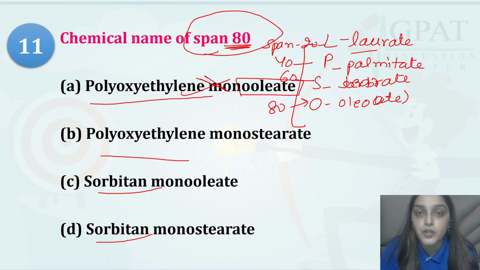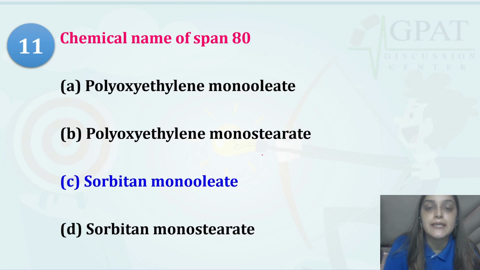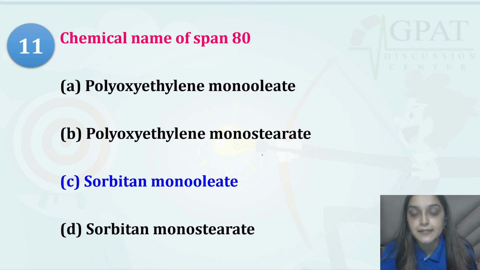No, this is not a polyoxyethylene. We have to see the sorbitan. So we have sorbitan mono-oleate. Option C here is correct. The first one would be Tween 80.